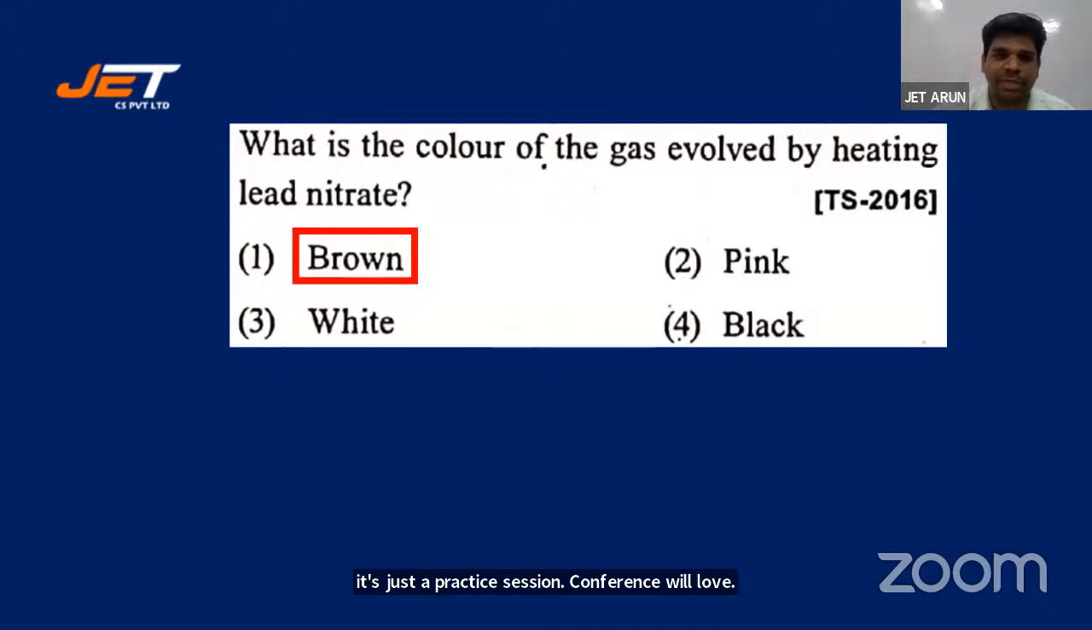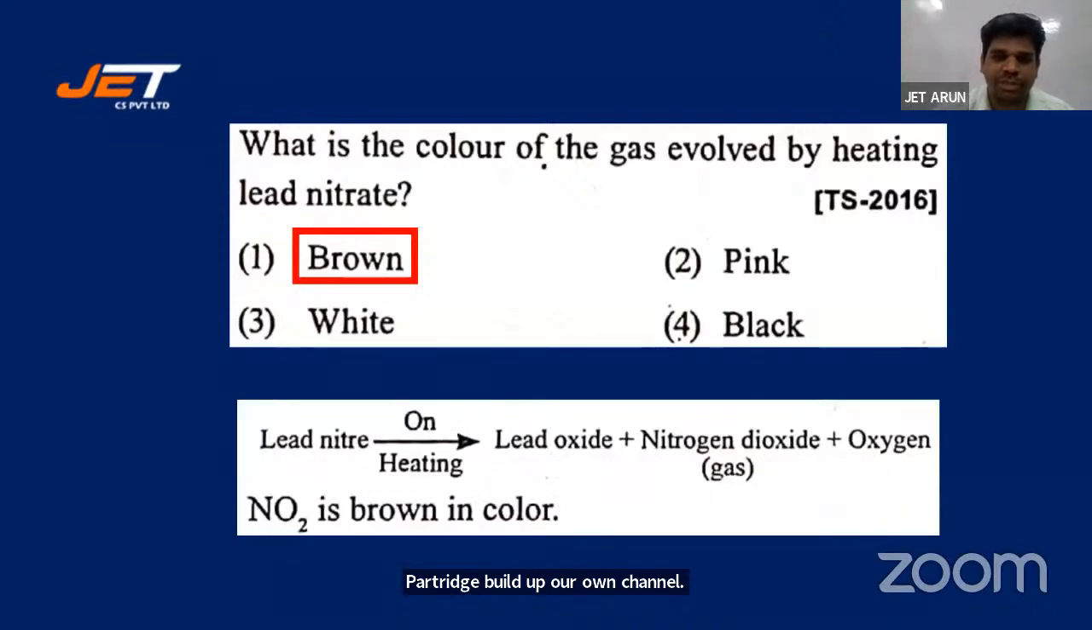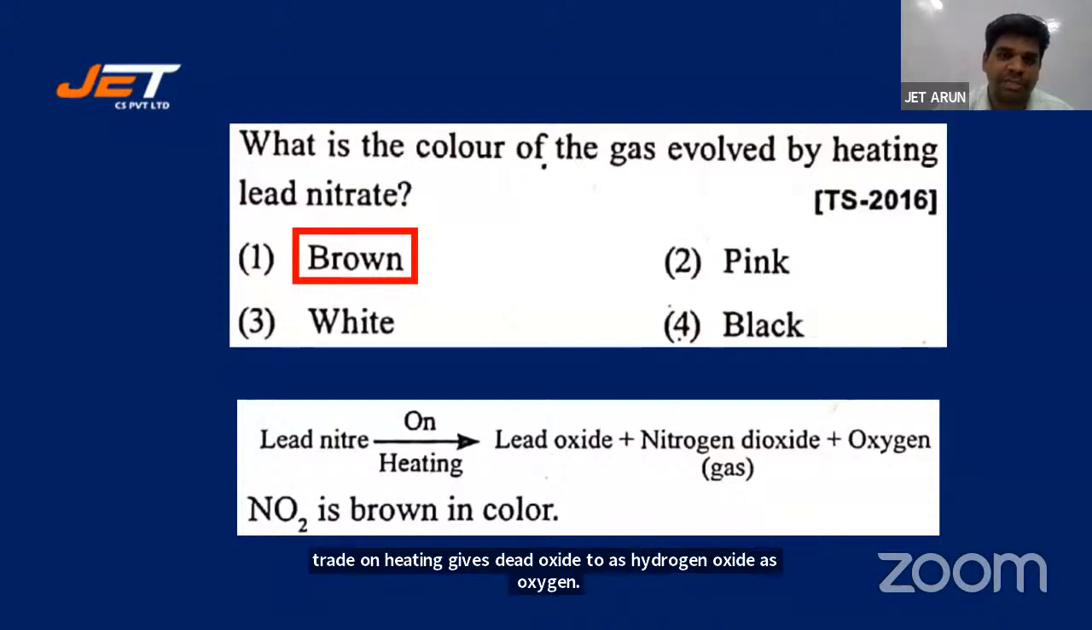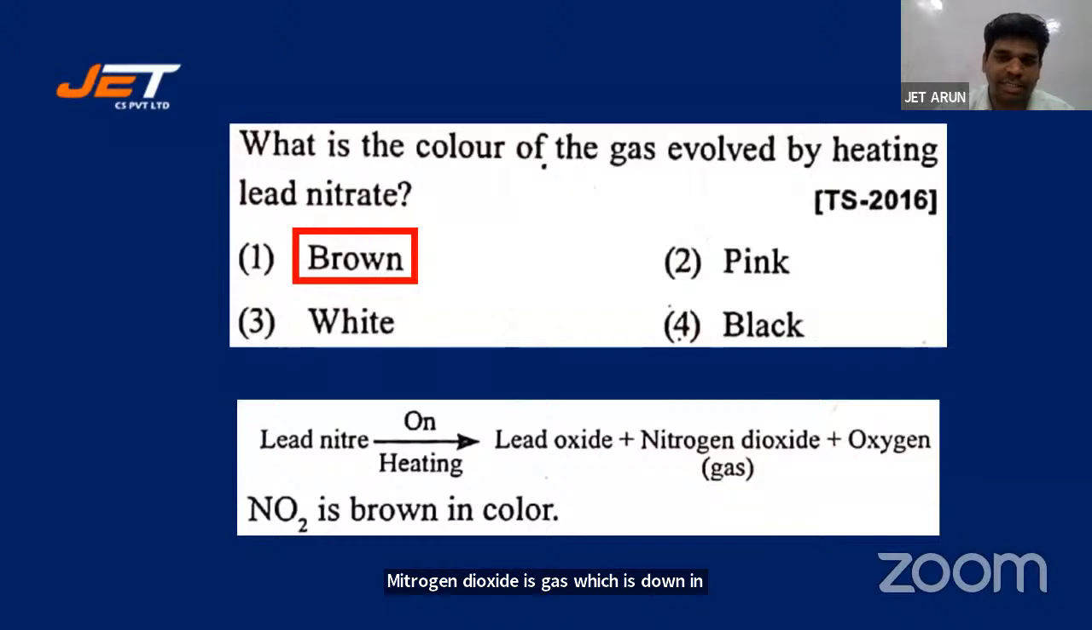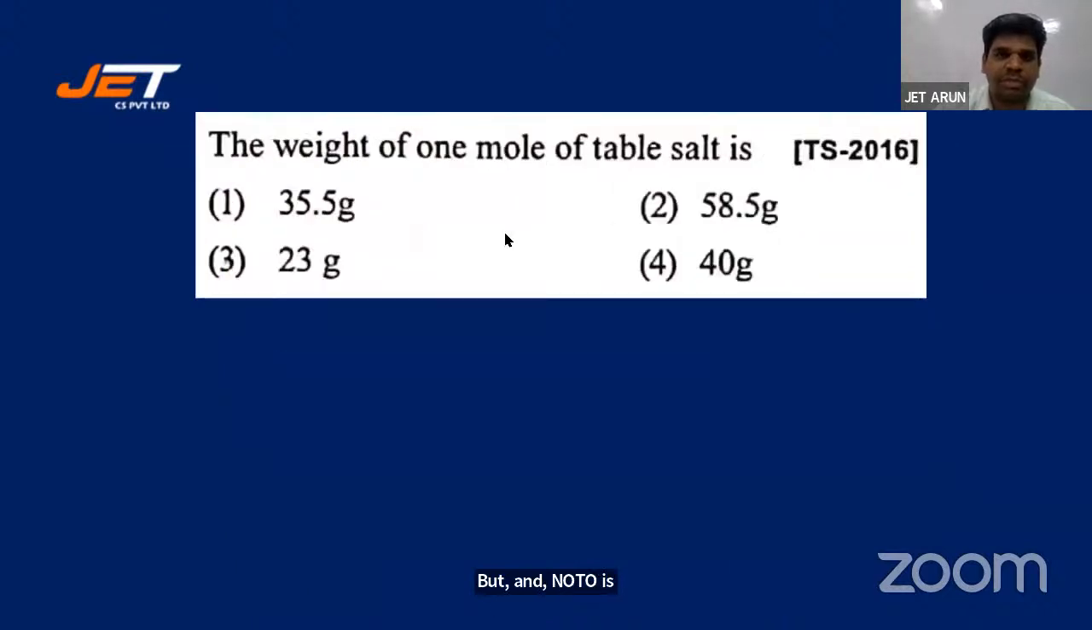All right, next one. Okay, here is the reaction, students. Lead nitrate on heating gives lead oxide plus nitrogen dioxide plus oxygen. Nitrogen dioxide is the gas which is evolved, which is brown in color. Oxygen is colorless, but NO2 is brown in color. All right, let's go for the next one, students. The weight of 1 mole of table salt is 35.5 grams, 58.5 grams, 23 grams, 40 grams.